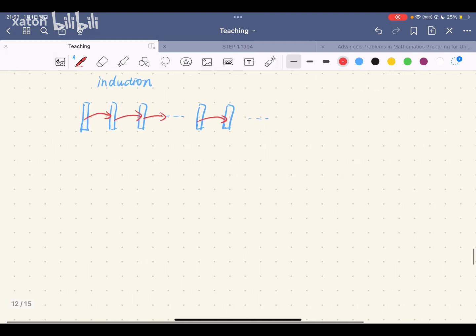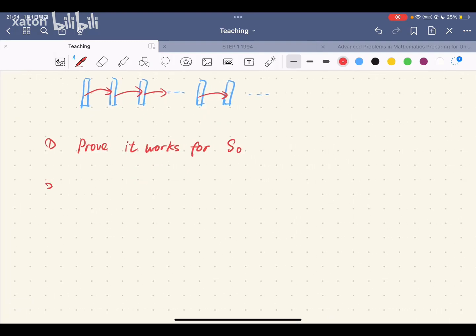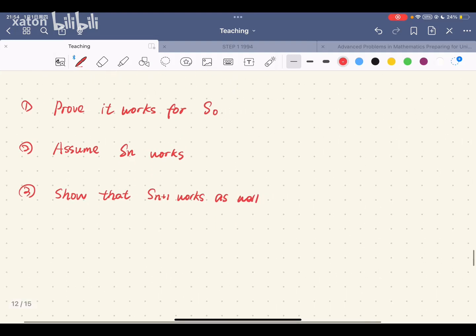So let me provide some steps for doing induction. First, we prove it works for statement 0. The second step is you assume n works. The third step is to show that the next statement, n+1, works as well. Then you have proven that the statement works for every integer.